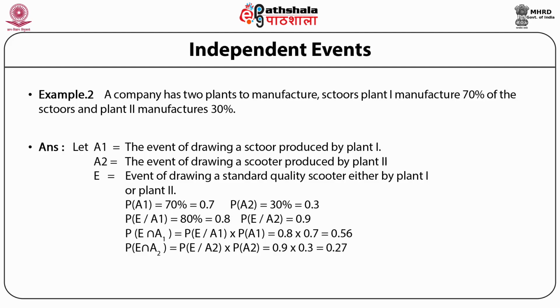Probability of E intersection A1. Now, according to Bayes' theorem, probability of E intersection A1 is written as probability of E when A1 has already occurred multiplied by probability of A1. Similarly, probability of E intersection A2 is probability of E when A2 has already occurred multiplied by probability of A2. So this is 0.8 into 0.7, that is 0.56, and the other is 0.27.